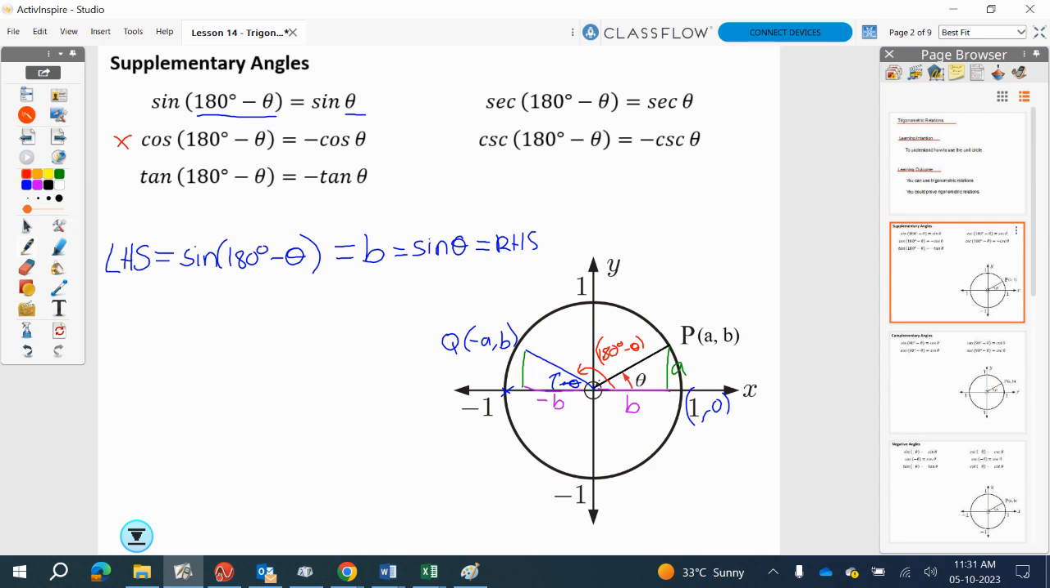Okay, let's do it on the board. So we start off with the left hand side of the equation we're trying to show. We've got the cosine of 180 degrees minus theta. We turn to point Q, and at point Q, we see that the cosine value is minus A. We then go to point P. At point P, we see that the cosine value is A. So minus the cosine value is minus A. So that's what we've got here. We've got minus the cosine of theta is equal to the right hand side.